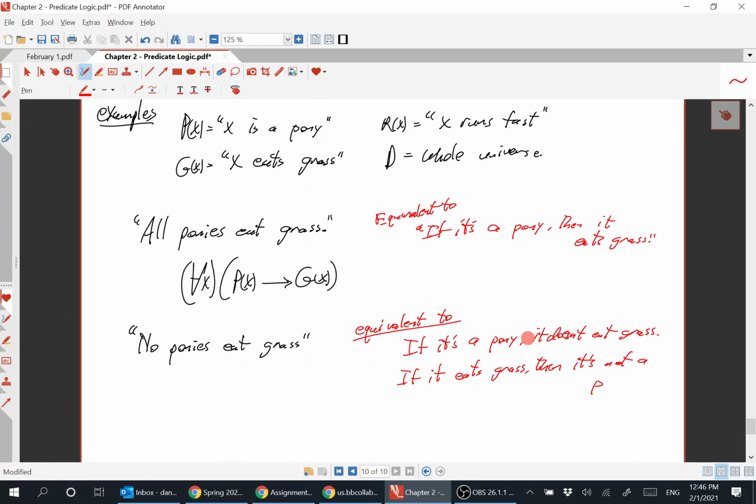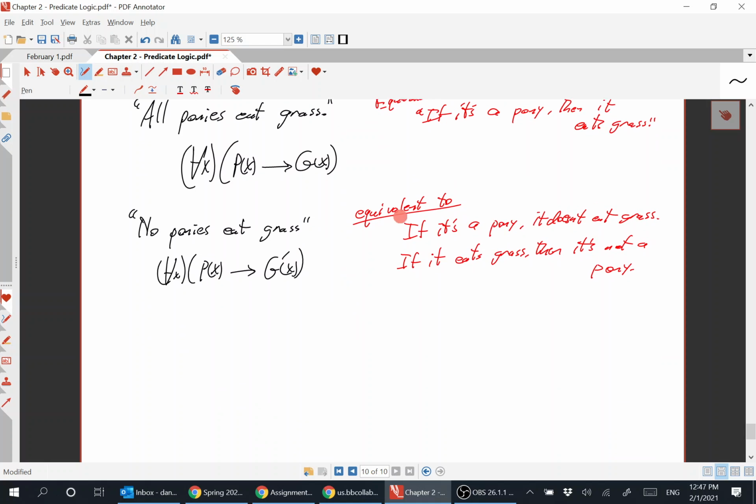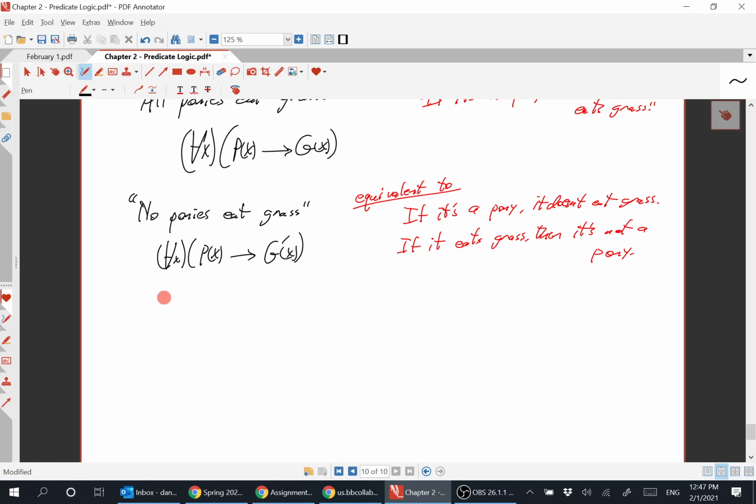And linguistically speaking, the then isn't always strictly necessary. You can kind of leave it out. So one or the other, right? They're contrapositives of each other. This is P implies G not. This is G implies P not. So no ponies eat grass. So if it's a pony, it doesn't eat grass. Or if it's a grass eater, it's not a pony.